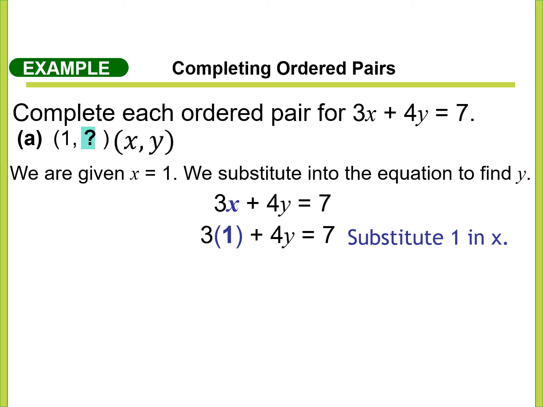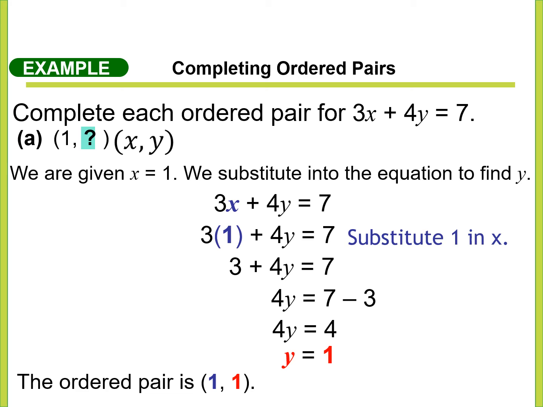Then we are going to substitute 1 in x. So x becomes 1. 3 times 1 is 3. Then we are going to transpose 3 to the other side. So we have 4y equals 7 minus 3. And 7 minus 3 is equal to 4. Dividing both sides by 4, y equals 1. The ordered pair is 1, 1. So x is equal to 1, y is equal to 1.